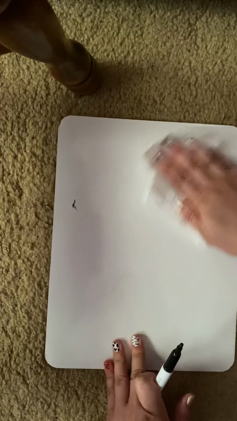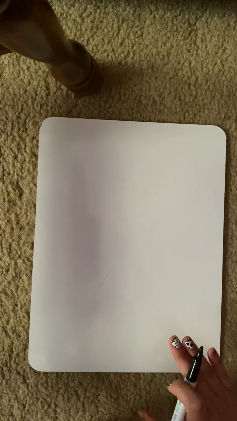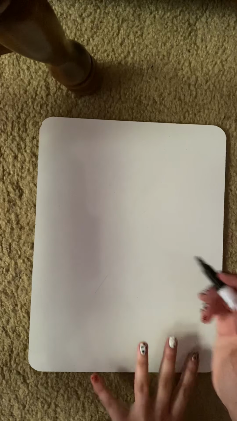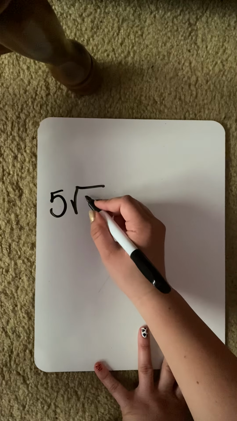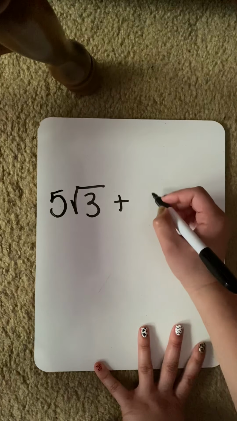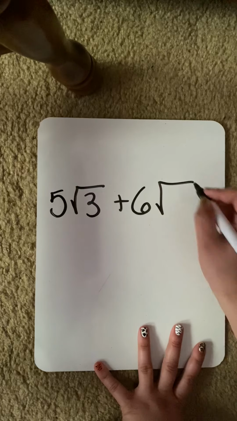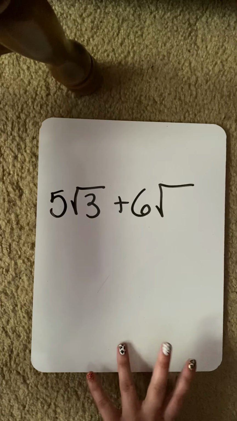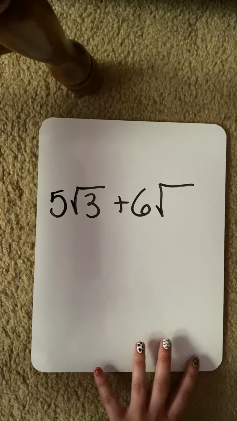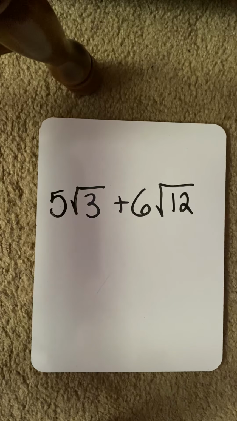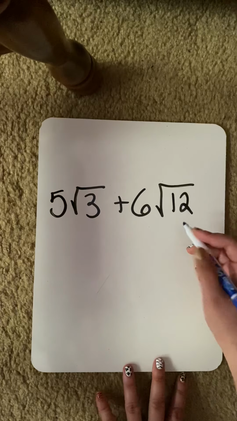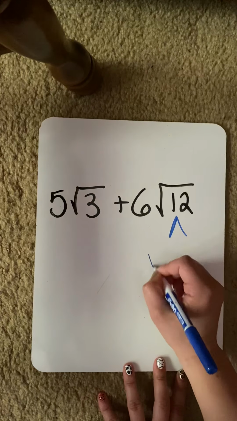Now you're not always going to have the same number under the square roots, and there is something you can do. So let's say we have 5 times the square root of 3 plus 6 times the square root of 12. 3 and 12 do not match, but before you just say you can't do anything, 12 can be simplified.